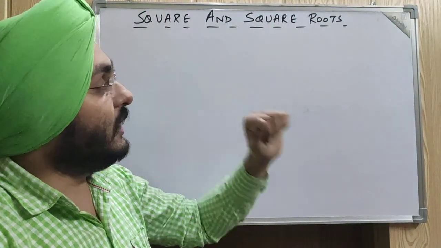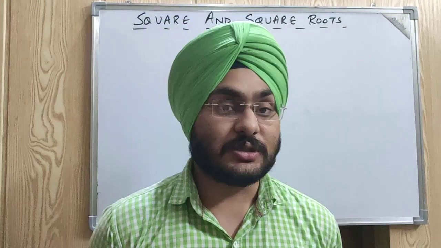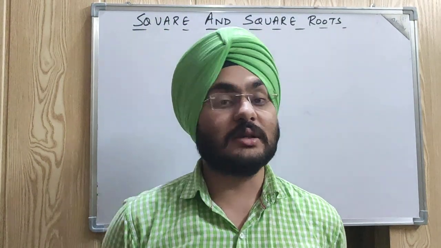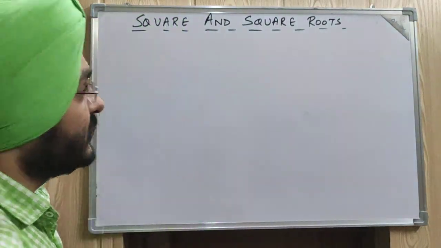So today we will be starting with the new chapter, Squares and Square Roots. That is Chapter 3 of the Class 8 book. So firstly, what do you mean by a square?